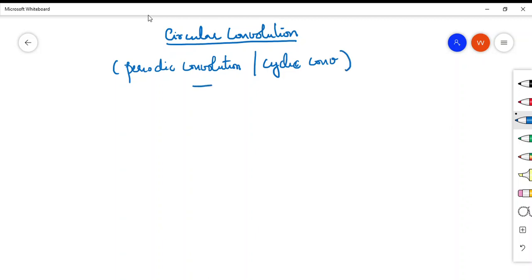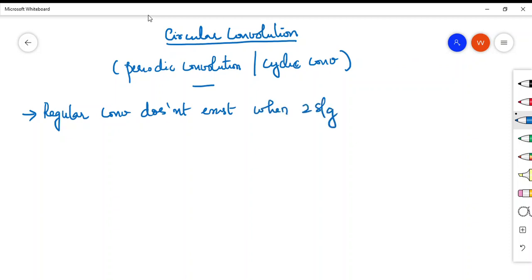Now, regular convolution of two signals, that means linear convolution, does not exist when the two signals that have to be convolved are both periodic. So in such cases we go for circular convolution.